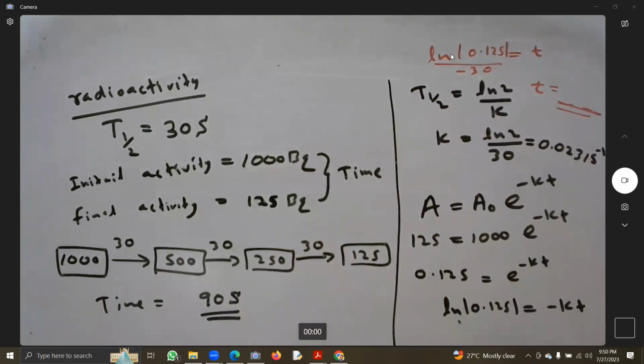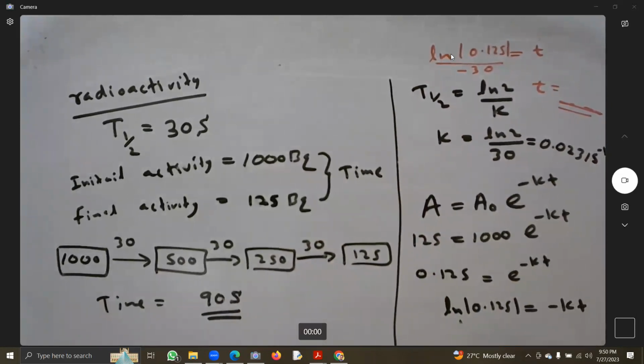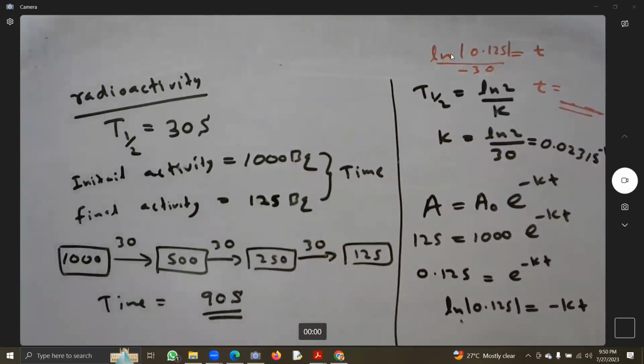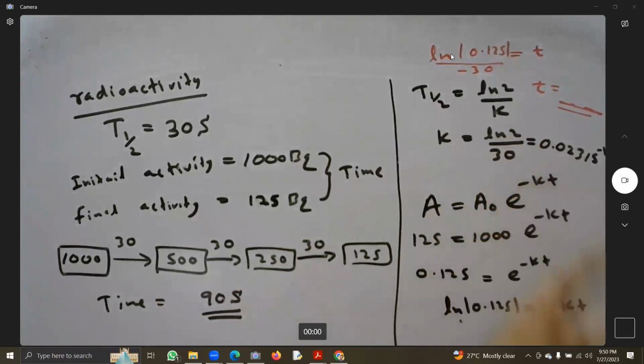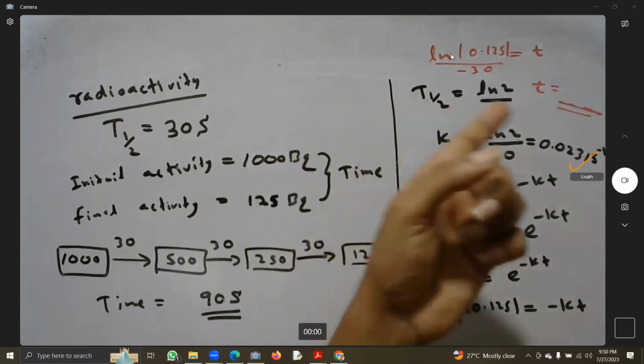You can see the O level way is easier for this sum. But there are some sums where we can't use the O level way. That's why we are teaching this method. So I wrote ln of 0.125 divided by minus 30. Others also check. This 30 is correct, ln2 over 30. Others check whether this answer, 0.0231, is correct. Correct.